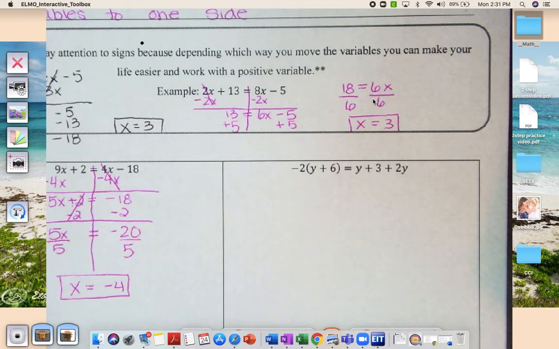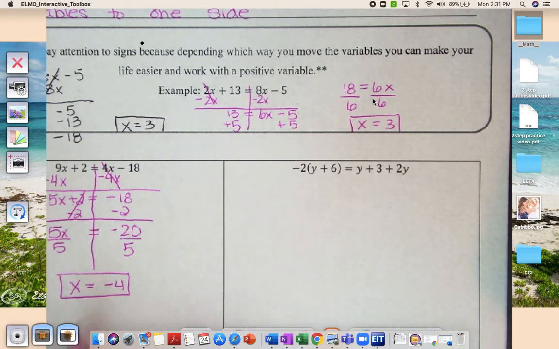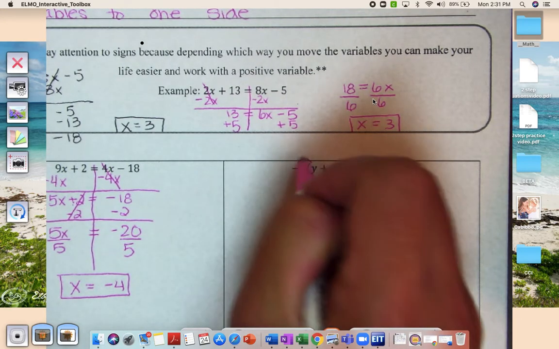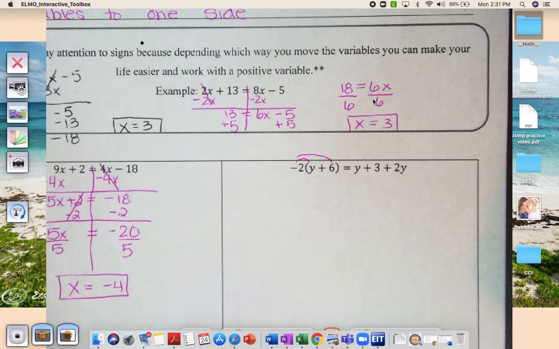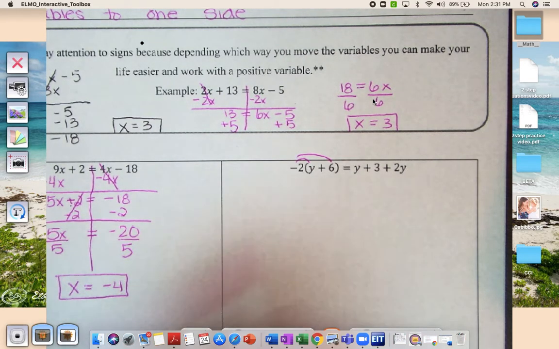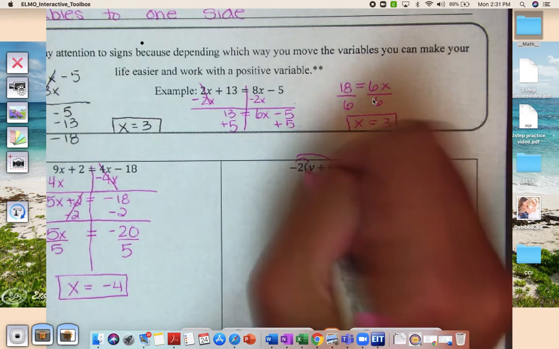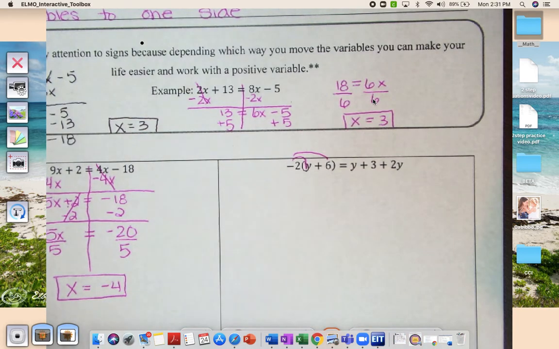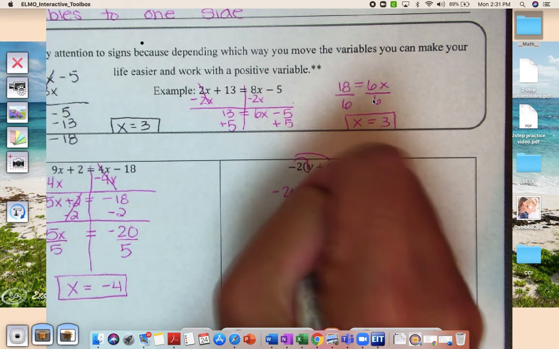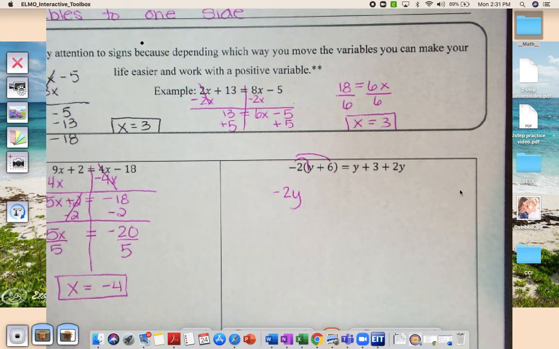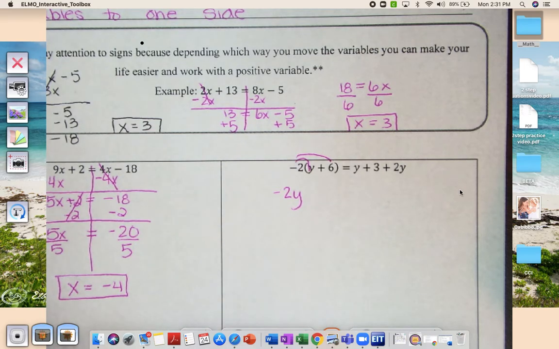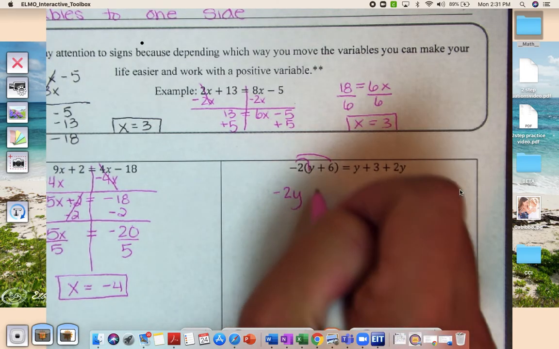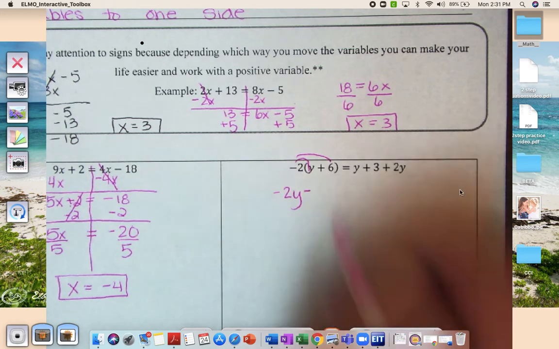All right, let's do our last practice problem. This one probably looks a bit scarier because we have some distribution and combining like terms all mixed into one. So the first thing we got to deal with is distribution. Make sure we pay attention to our signs when we distribute. So negative 2 times y. Remember, there's a leading coefficient of 1 here. So you're doing negative 2 times 1 is negative 2y. Negative 2 times 6, a positive times a negative is a negative. 2 times 6 is 12.